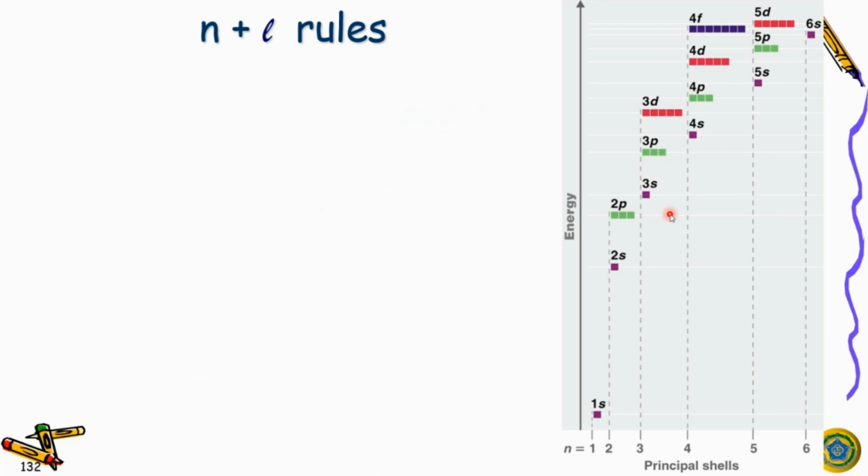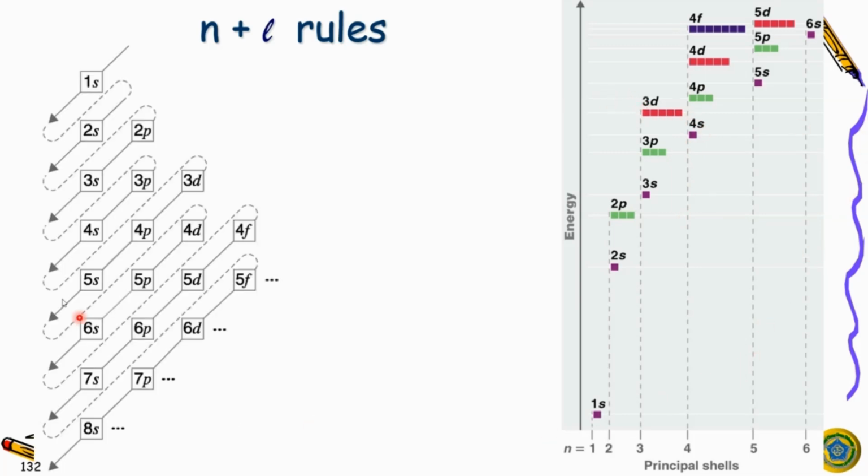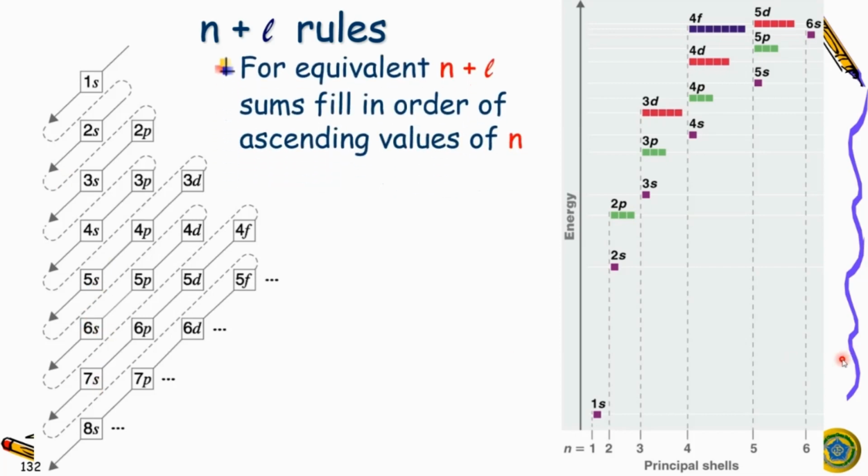Okay, so what are the Aufbau rules? How do you know the energy of 4s is lower than 3d? We follow the Madelung rules. It's like this: 1s, 2s, 2p, 3s, 3p, 4s. It's like this, if the energy levels are packed like this. So this is called the rule. What is the rule? n is the first principal quantum number. L is the second quantum number, right? If n plus L is equal, that means we fill in order of the ascending values of n. You put the n first.